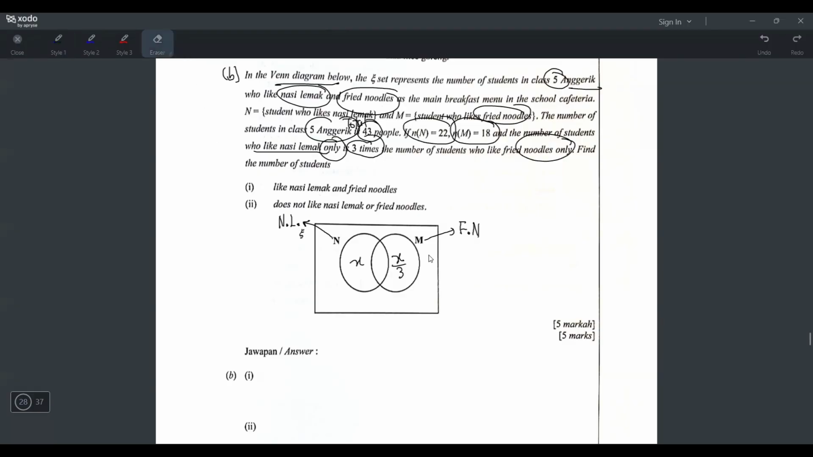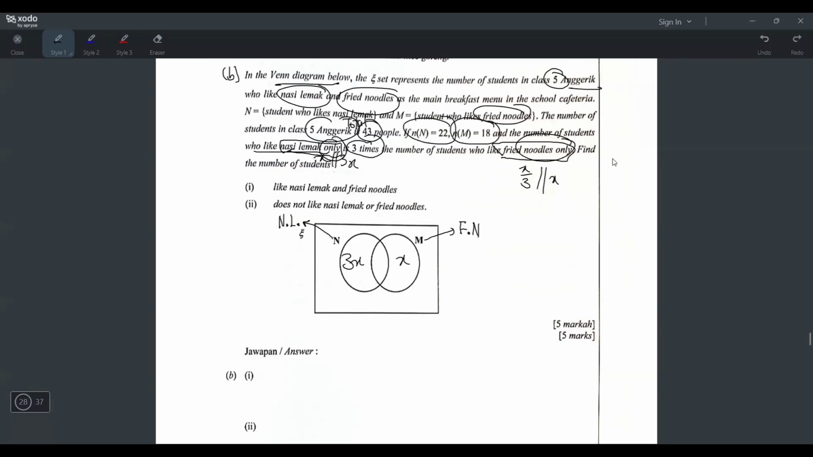So if this is X over 3. Another way to write this is you can also write this X, but if you write this X, then this must be 3X. Can also, it's the same thing. So I repeat one more time. For the nasi lemak only region, you make it X, and then for the fried noodles only, it becomes X over 3. Or you can also make this the X, but then this must be 3X, right? Because 3 times.